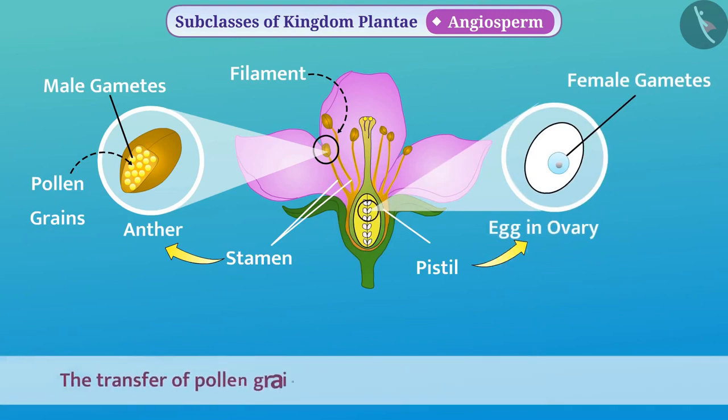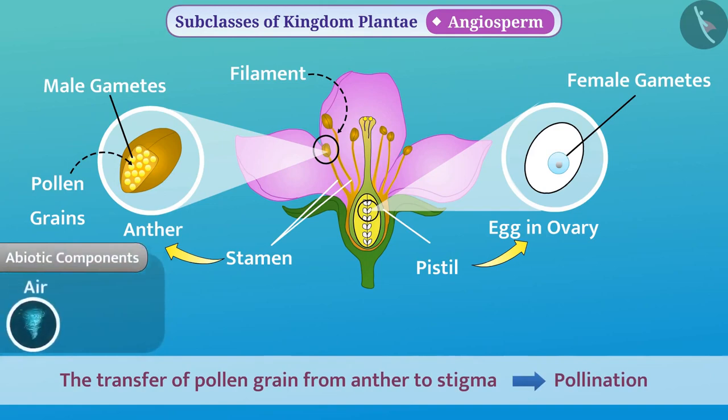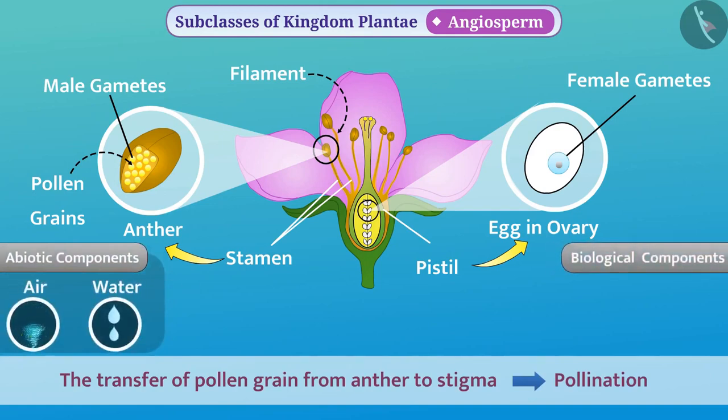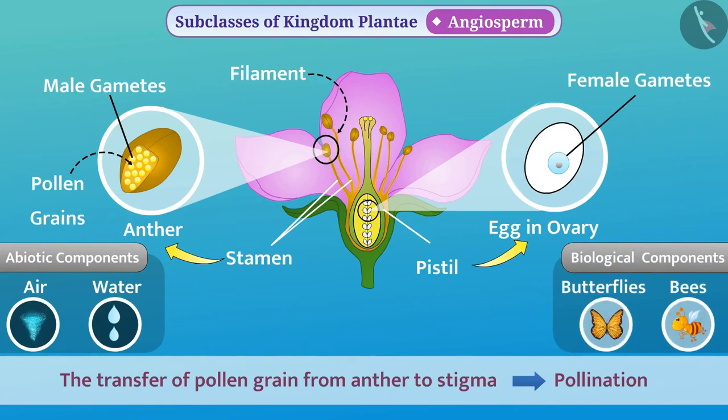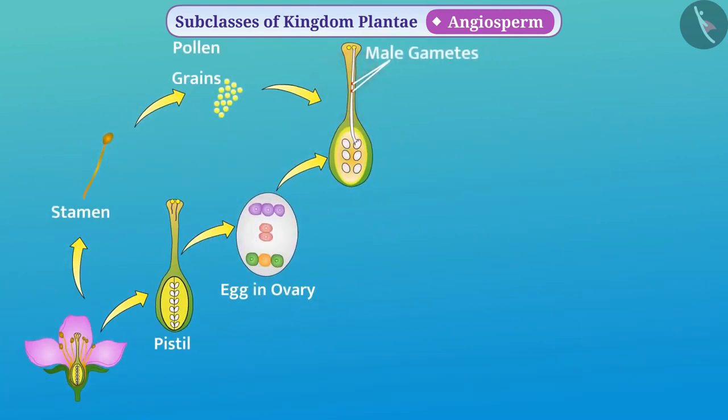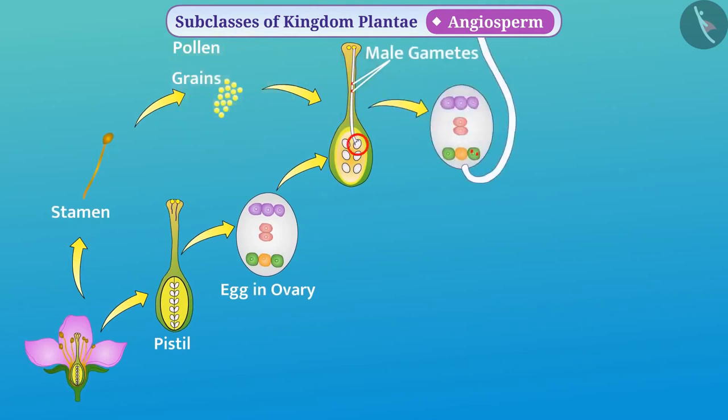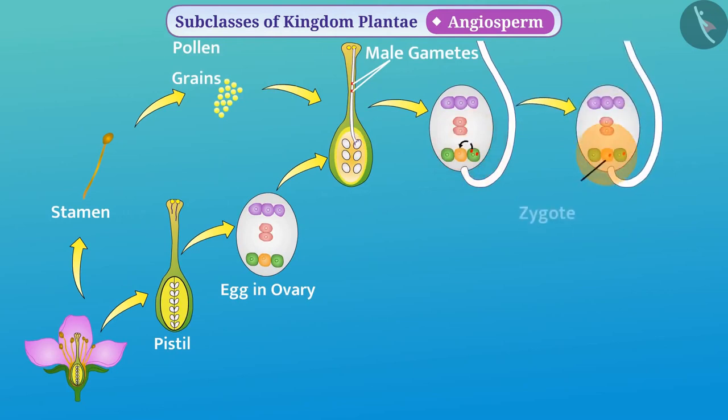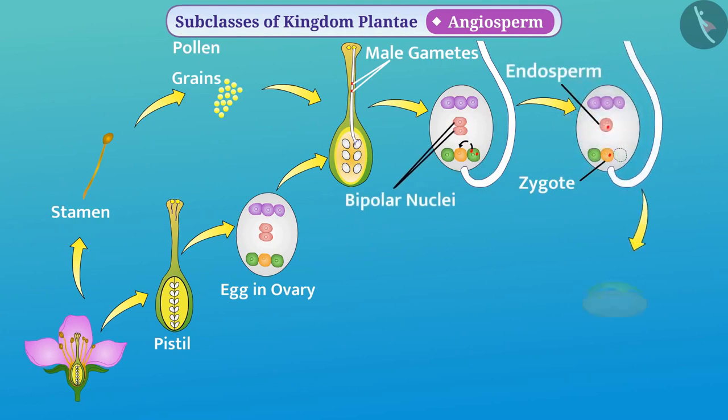The transfer of pollen grain from anther to stigma is called pollination. It takes place with the help of abiotic components such as air, water, or biological components such as insects and animals, like butterflies and bees, etc. Two male gametes from the pollen grain are released into the ovary by the pollen tube. One of these male gametes fuses with an egg cell to form a zygote. And the second male gamete fuses with the polar nuclei to form the endosperm. Then the zygote develops into the seed and the ovary develops into the fruit.